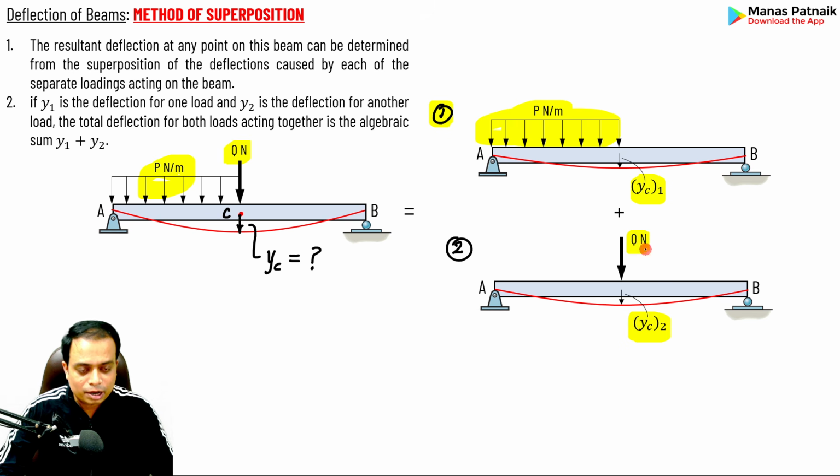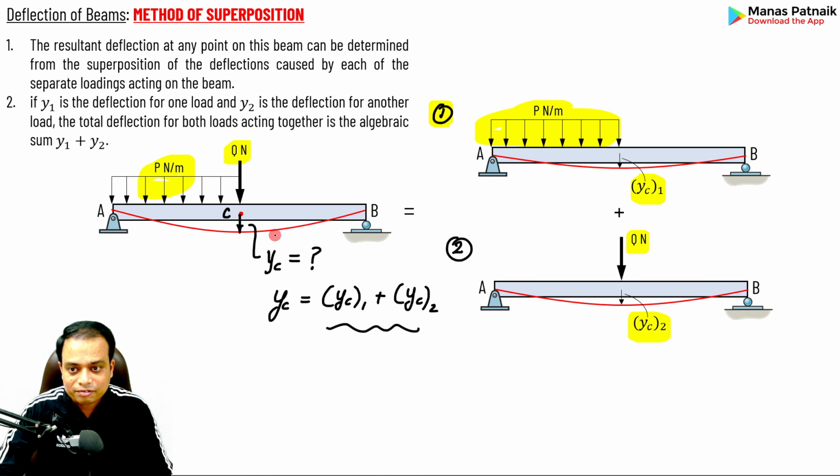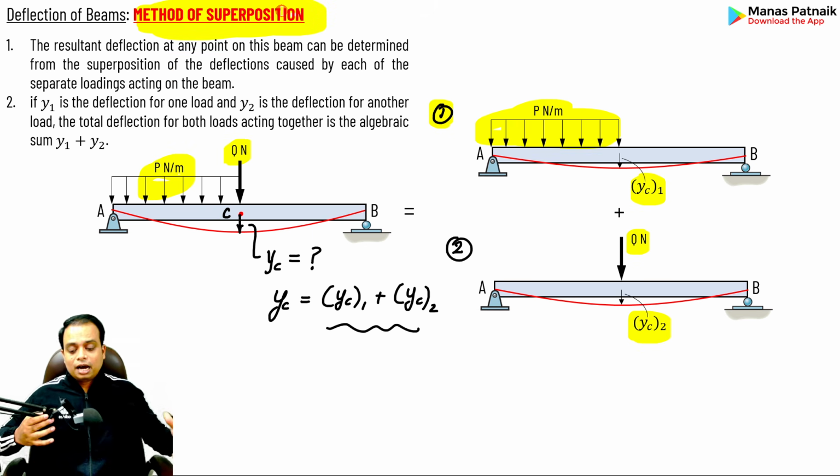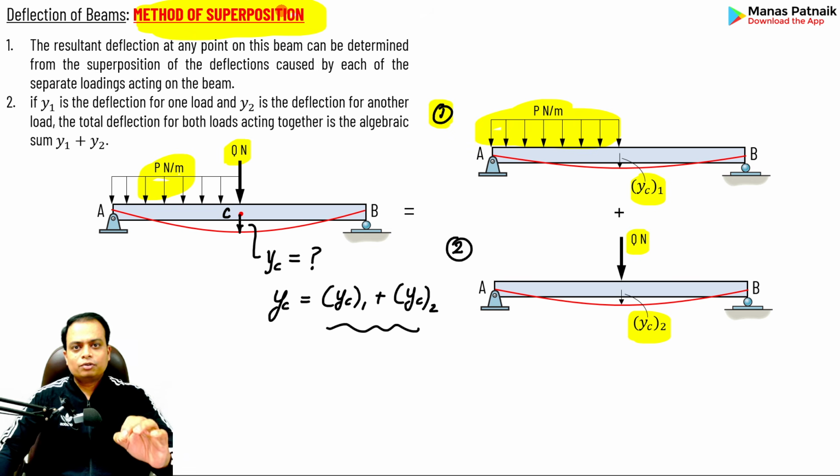Now, when you have these two values, what you simply need to do is write YC is equal to YC for case 1 plus YC for case 2. This, my friends, is your method of superposition. Okay, and in order to discuss this, I have got 3 beautiful examples lined up. Let's check them out one by one.